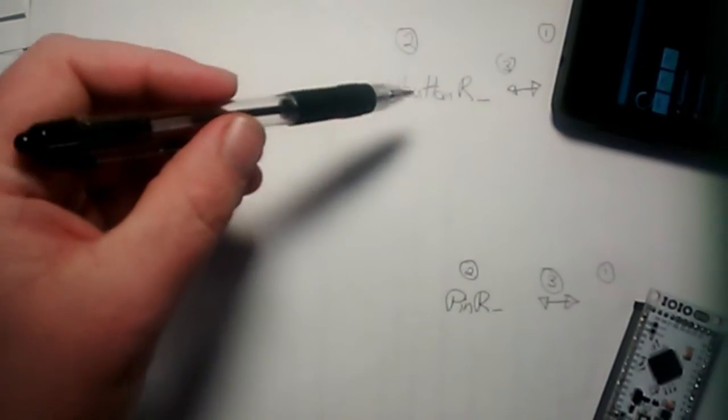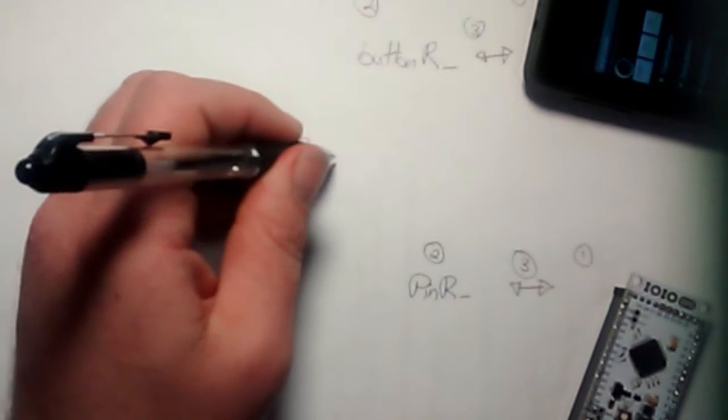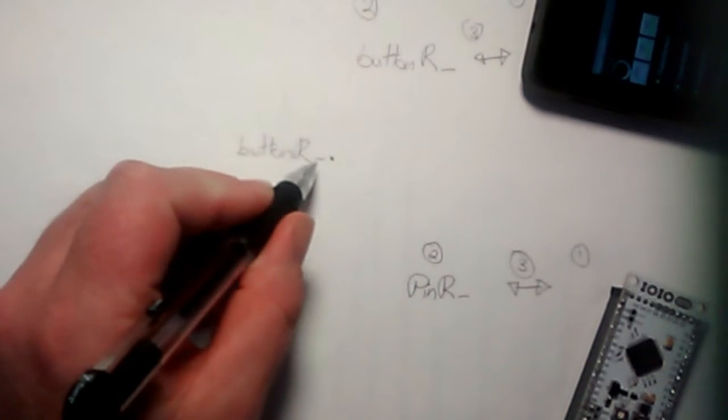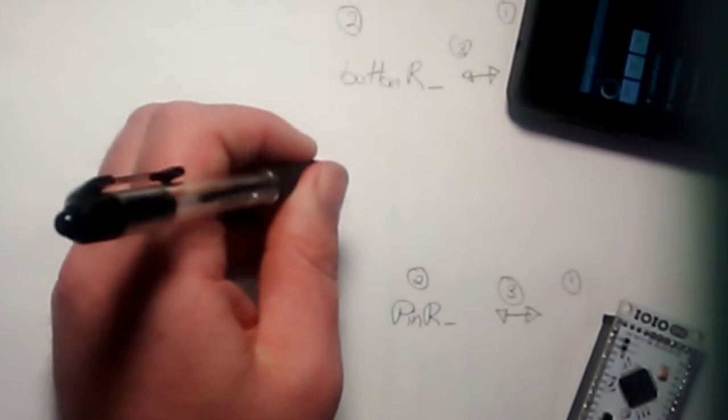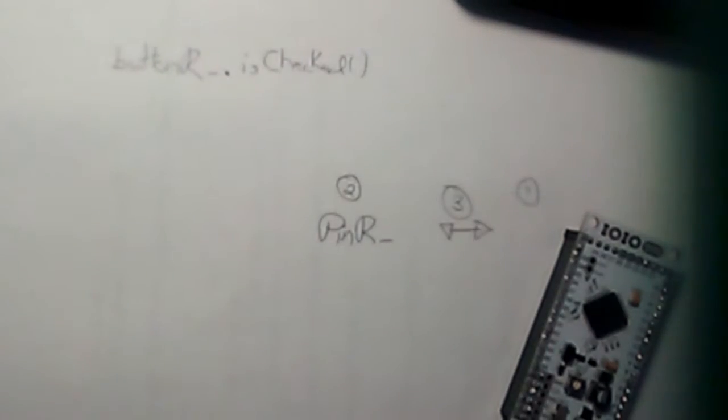So let's look at a tiny bit of code, how you actually interact with the two in the Java code. This button right here, button R underscore is what I called it, has the ability to see if it's checked. So you do button R underscore, then you call is checked, and that will give us a true or a false. If the button is pushed, it'll say true. If the button is false, it'll say false.